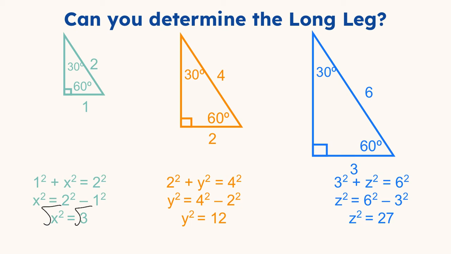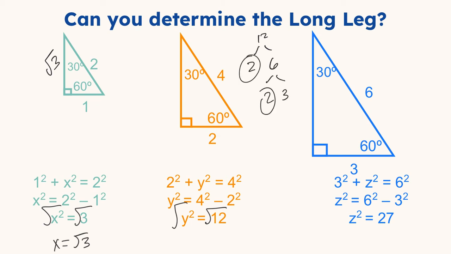For the first problem, it's already simplified, and I get square root of 3. So the other leg in the first triangle is square root of 3. For the second one, the square root of 12, I can break that down: 2 and 6, and then 2 and 3. Since I've got a pair of 2's, this other leg is going to be 2 times the square root of 3. Oh, that's interesting. These both have square root of 3 in them. Let's try the last one.